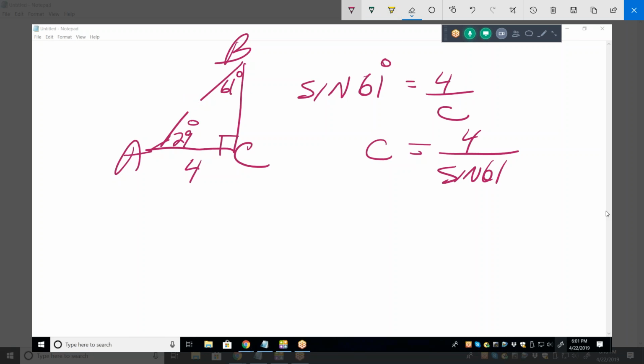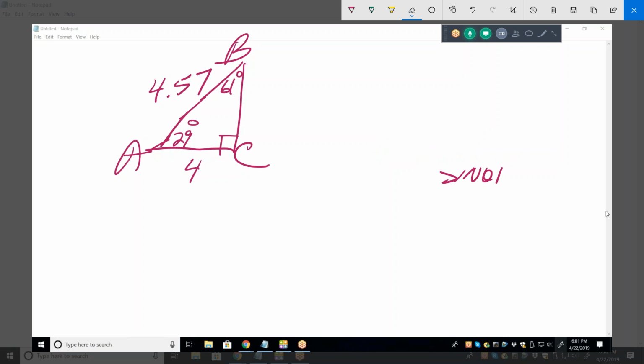I got 4.57. Now there's only one last thing we need, which is side little a. We have all three angles, we have two sides. So what trig function can I use to get little a? Should we stay constant with the 61 degrees, or does it matter? It doesn't matter. You can actually use sine, cosine, or tangent to figure out little a.